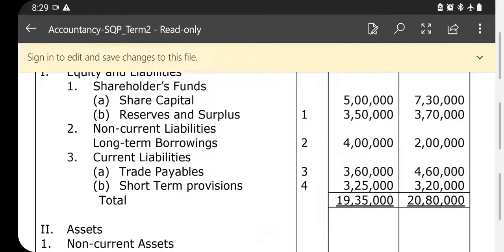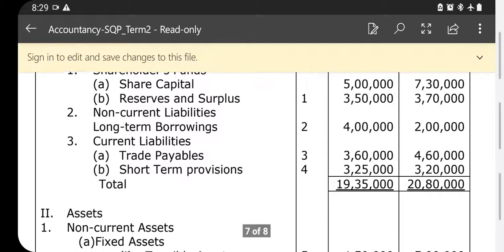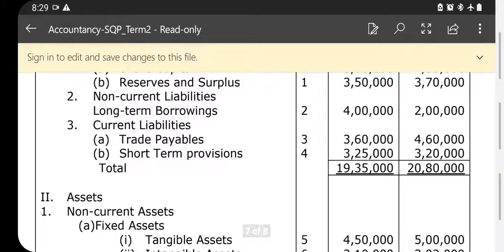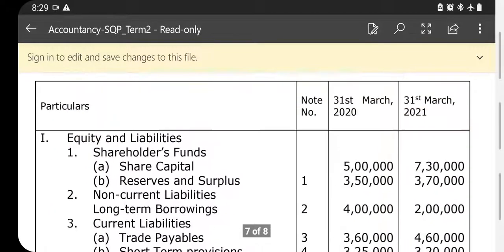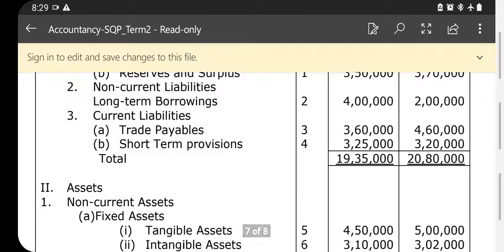Second point, non-current liabilities, long-term borrowings, note number 2, 4 lakhs, 2 lakhs. Third point, current liabilities. A, trade payables, note number 3, 3 lakhs 60,000, 4 lakhs 60,000. B, short-term provisions, note number 4, 3 lakhs 25,000, 3 lakhs 20,000. Total liabilities 19 lakhs 35,000, 20 lakhs 80,000.